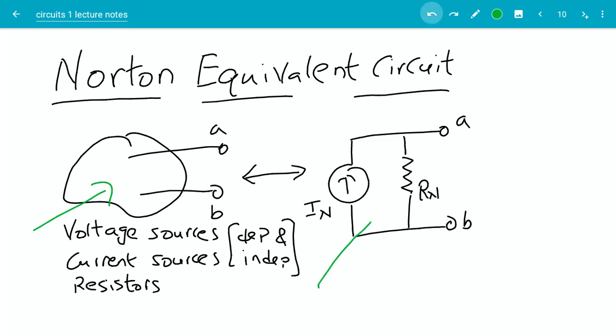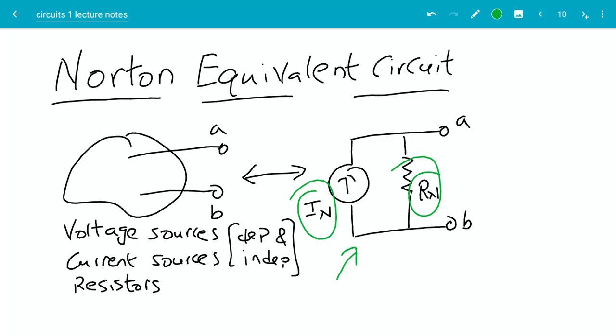Now that we assume we can do that, our next goal is to calculate what IN should be and what RN should be. Or, for example, if you're in a lab and you're given a black box with two wires coming out of it, and you're asked to calculate the Norton equivalent circuit of this, how would you do it?